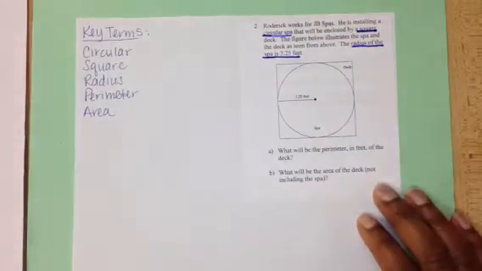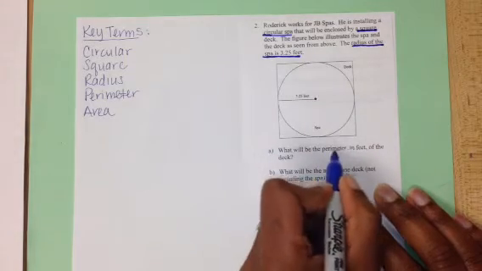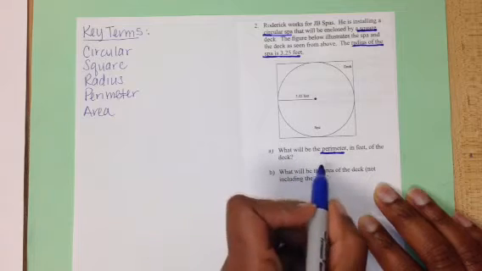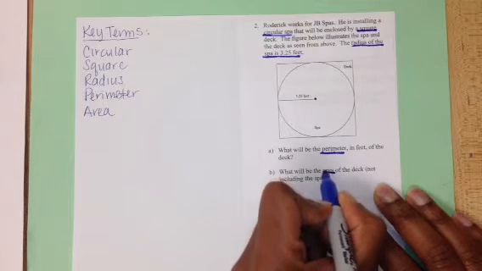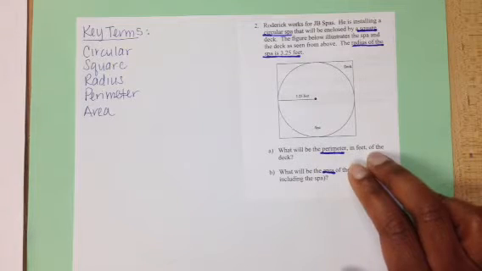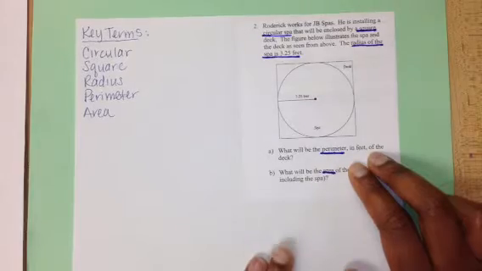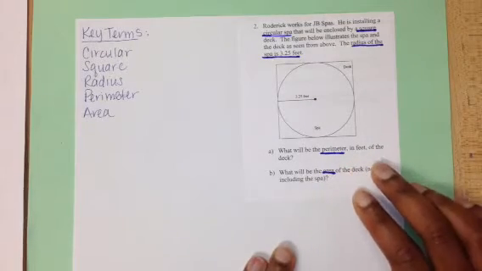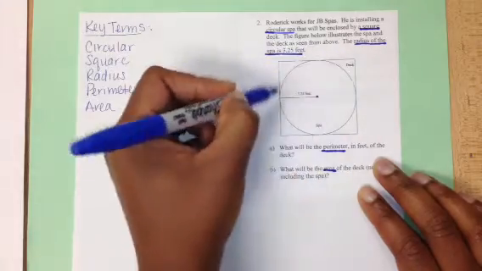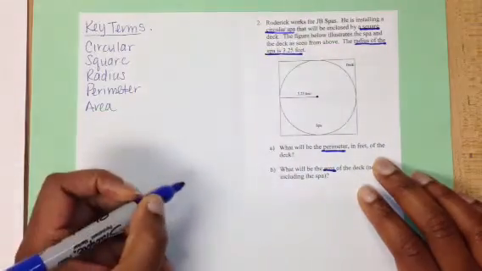And we need to find two things. The first thing we need to find is perimeter, which was defined earlier in our notes. And the second thing we need to find is the area of the deck, which was also defined earlier in our notes. So let's start with part 1. Part 1 says we need to find the perimeter in feet of the deck. So remember, perimeter means that we're trying to find the distance around a polygon. So within this figure, we have the square as being our polygon.